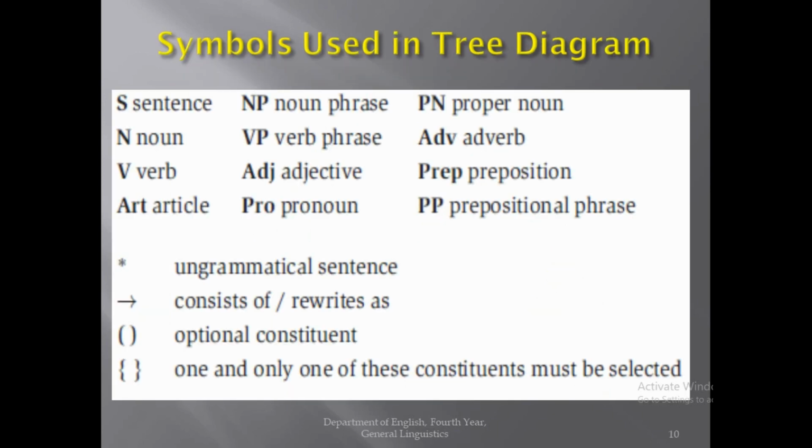These are the symbols used in the tree diagram. Of course, S for sentence, N for noun, V for verb, Art for article, and so on and so forth. These are important, the notation marks.